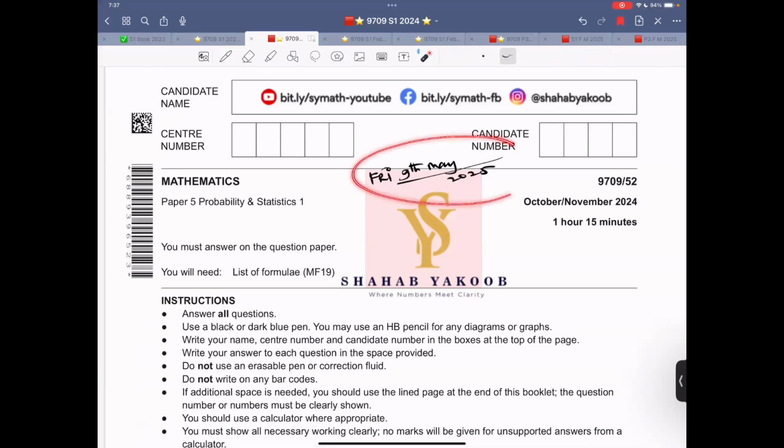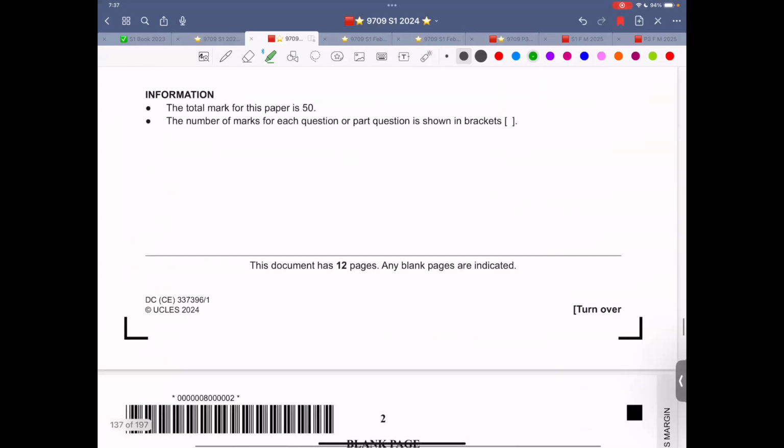Now, today we are focusing on this paper 5, which is S1 paper, and this is of October, November 2024. This is the second variant. Now, let's get started.